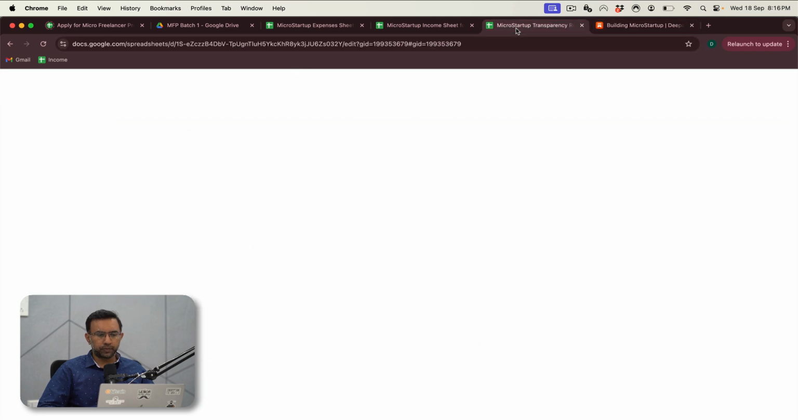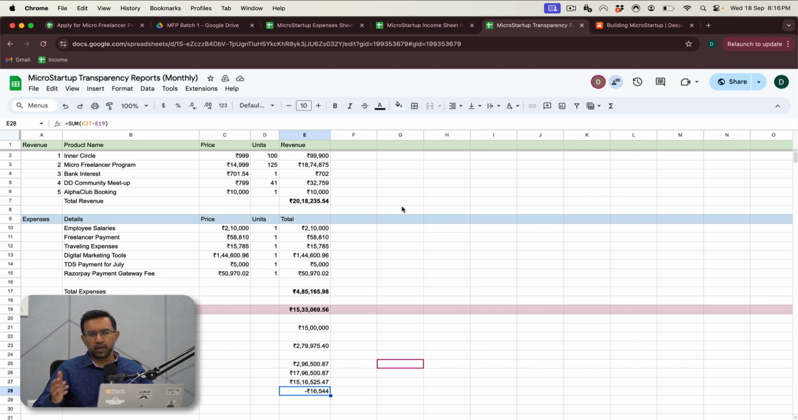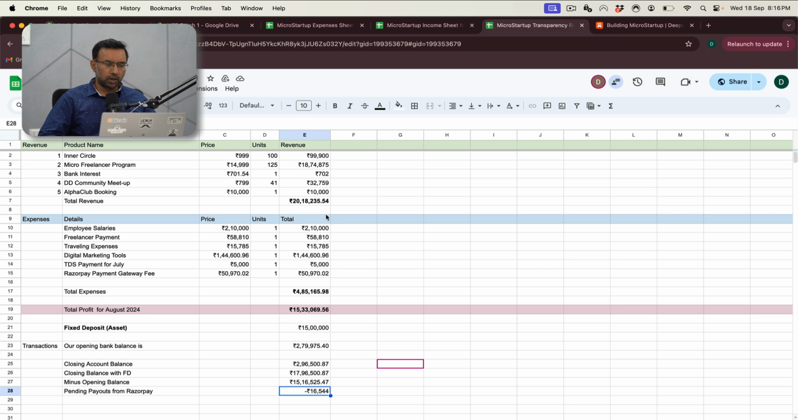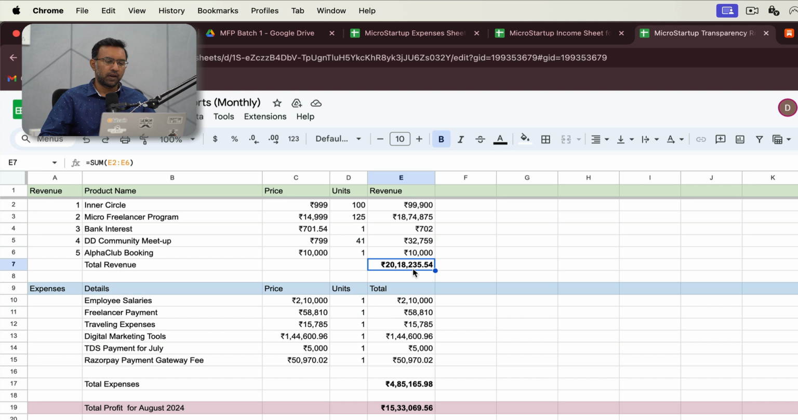How did we do in August? So it has been almost a 10x jump from July's revenue, and we made a total revenue of 20,18,235.54 rupees. So how did we end up making that revenue, what are all the expenses here, and what are all the expenses that we might be incurring in the future as well? That is what we are going to discuss in this video.